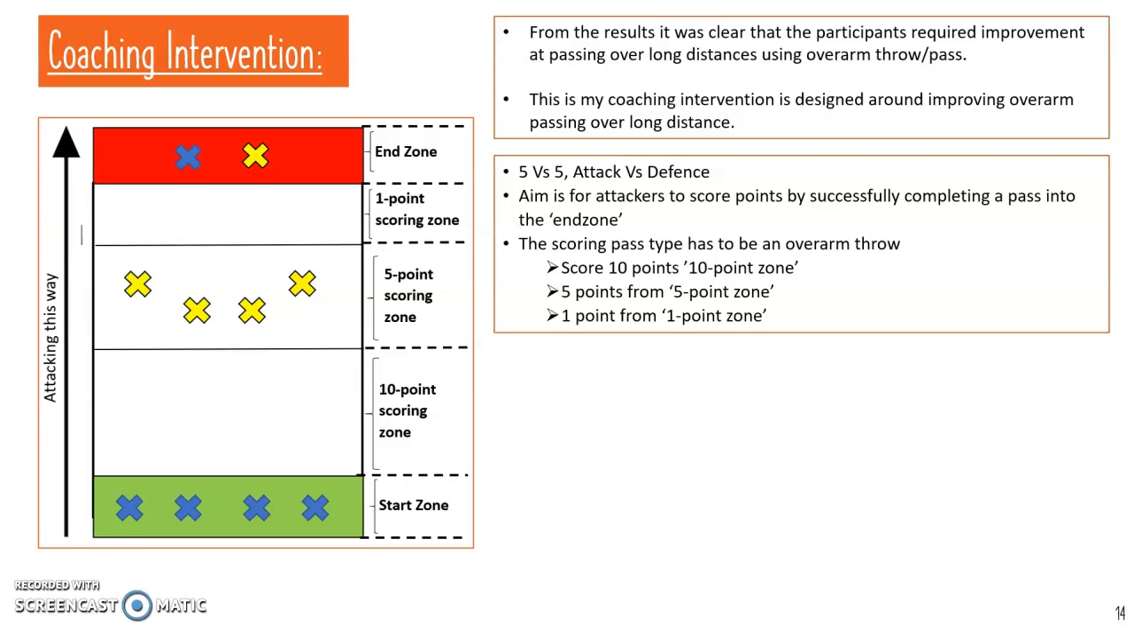To sum it up, it's quick attack versus defense with 5 versus 5. The aim is for the attackers to score points by successfully completing a pass into the end zone, which is the red zone labelled. The scoring pass has to be an overarm throw. You can score 10 points from the pass being made in the 10-point scoring zone, 5 points from the 5-point zone, and 1 point from the 1-point zone.